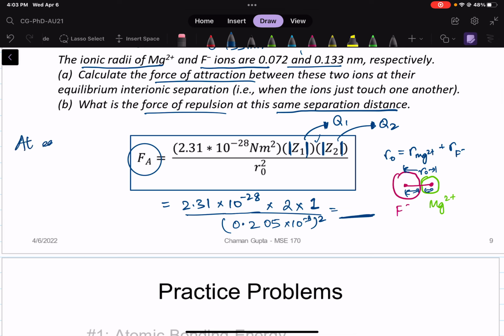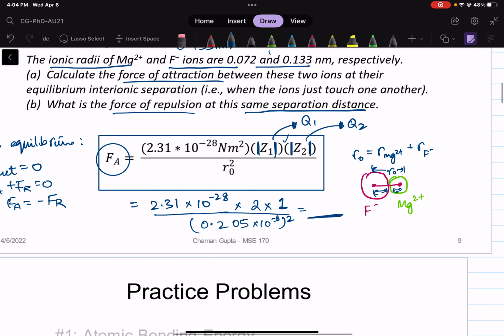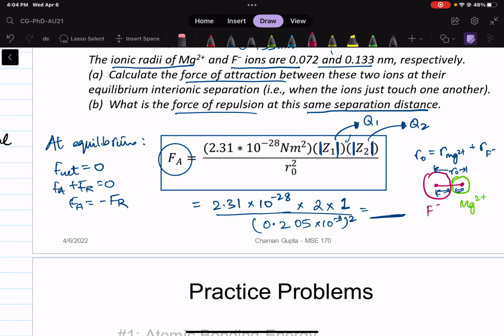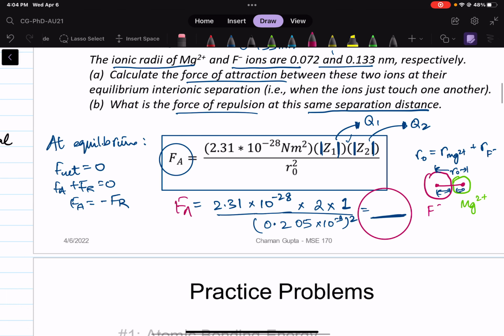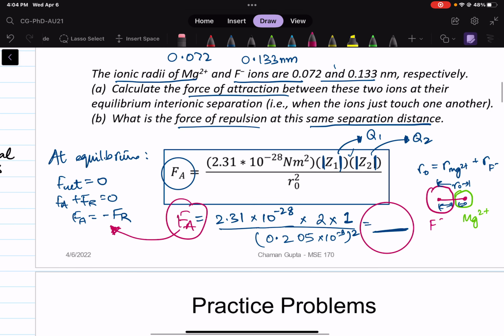So at equilibrium F net equals to 0, therefore Fa plus Fr equals to 0, therefore Fa equals to minus Fr. So whatever you calculate from this situation, this Fa, just the negative of that will give you the force of repulsion. Why? Again, because we are at the equilibrium interatomic separation. Alright, and you can do the math for this and calculate it.